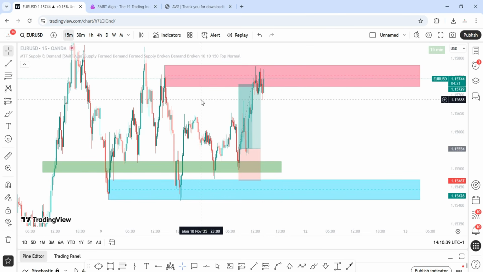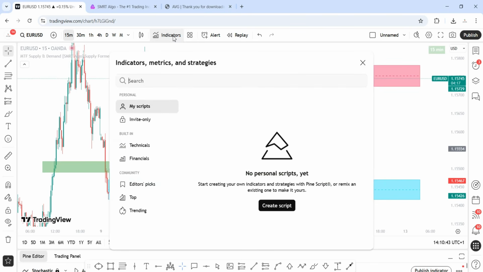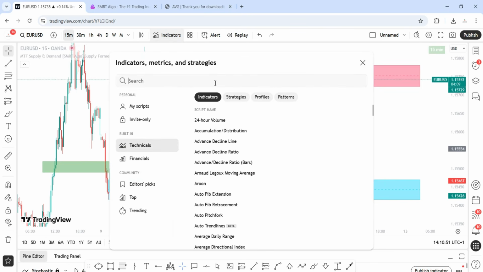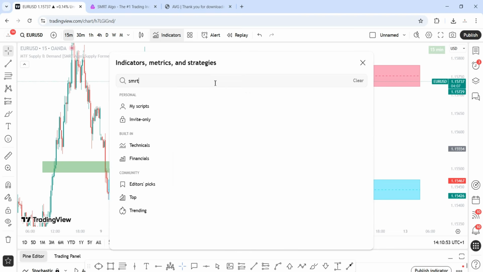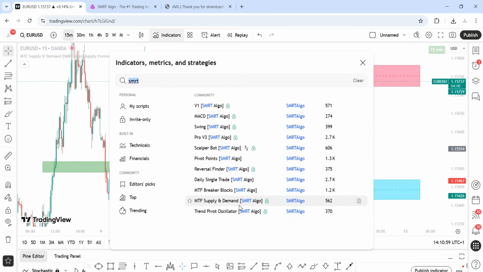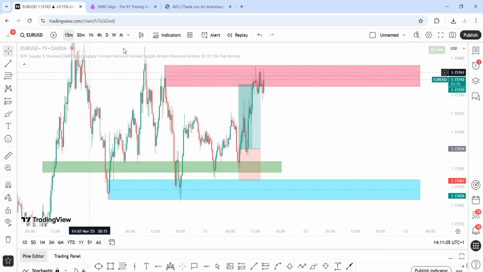But first of all, to locate this indicator, all you need to do is come to the top here and click on indicators. Then under indicators, you want to type SMRT, and then the second to the last is MTF Supply and Demand. So that's the one you want to select. Once you select it, it's going to appear on TradingView like this. All right, I already selected it.